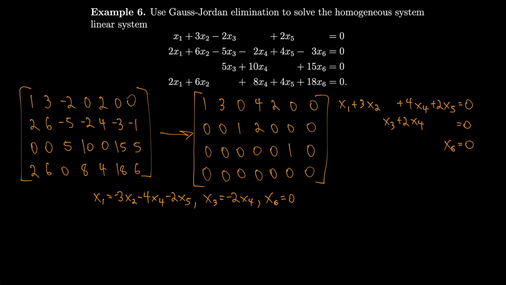So again, we'll set our free variables to r, s, and t. So we'll get x1 equal to negative 3r minus 4s minus 2t. We'll get x2 equal r. We'll get x3 equal to negative 2s. And we'll get x4 equals s, x5 equals t, and x6 equals 0. Almost the same as before.